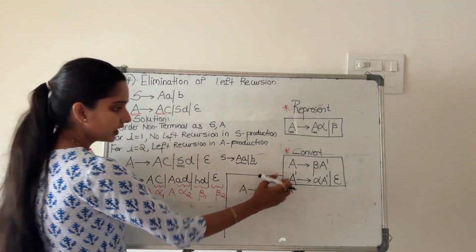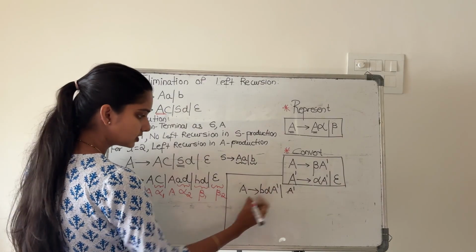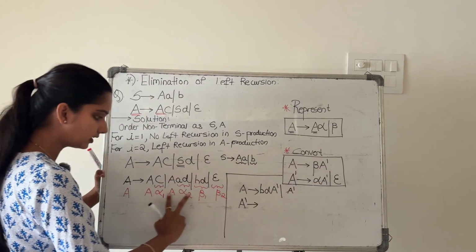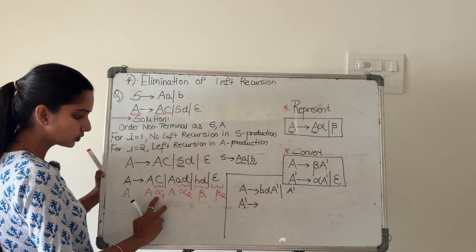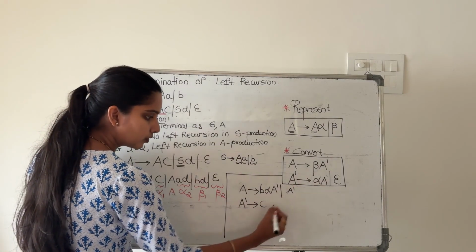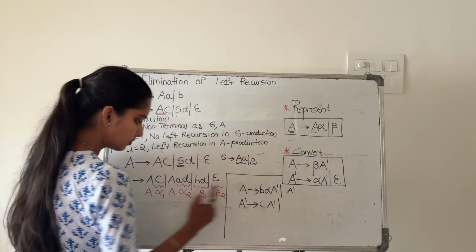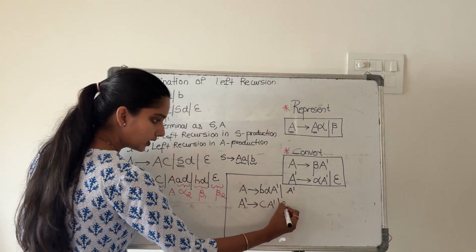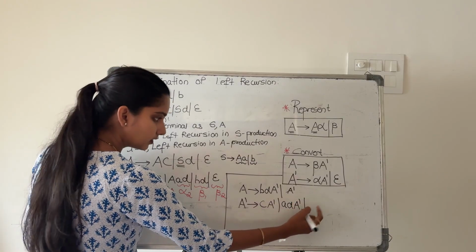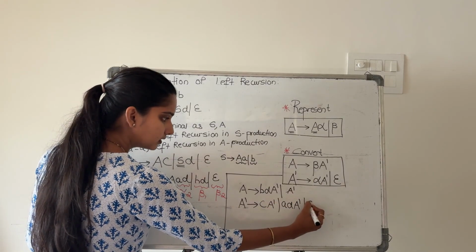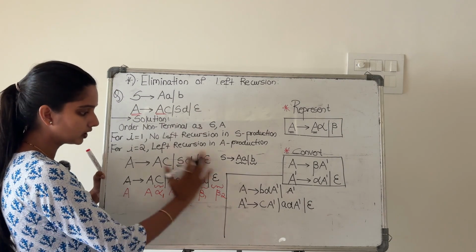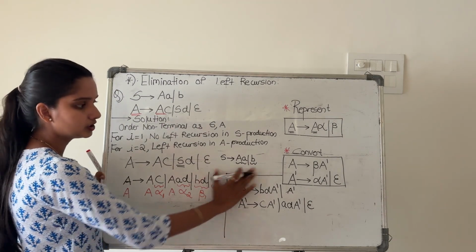Okay, so next again, what is it? Next is A dash. I'm going to write A dash as it is. What is my alpha? Now there are again two alphas, alpha 1 and alpha 2. So what is my alpha 1? Alpha is C. Along with C, I'm going to write A dash. Now there is one more alpha. So again I'm going to write A D, A dash as it is. And then comes my epsilon. Okay, so this is how we have to convert our productions into this form.